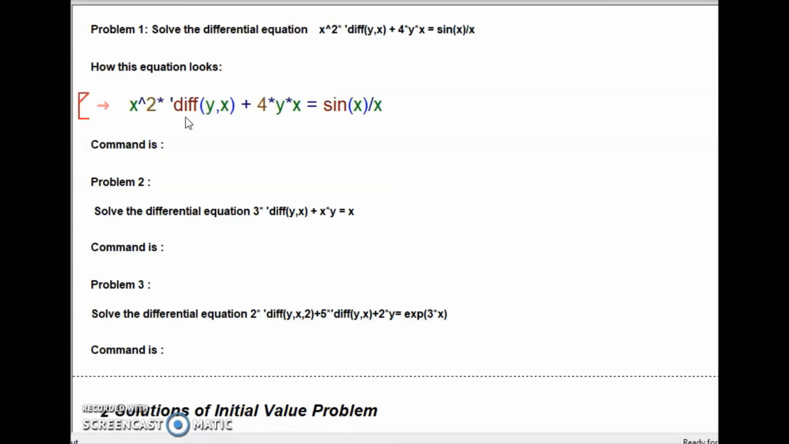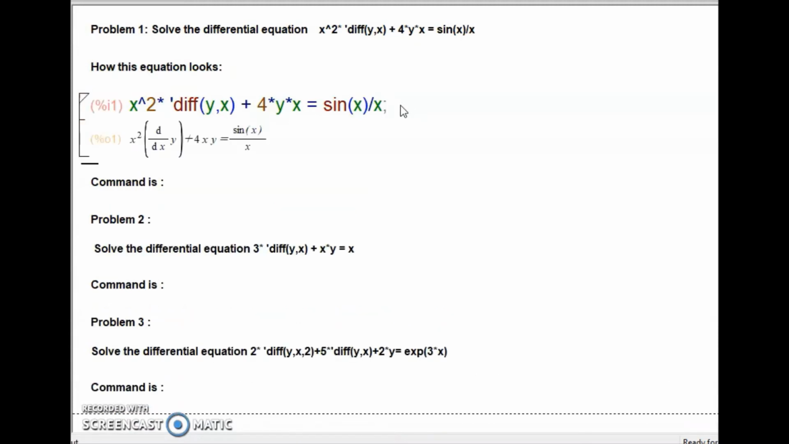Now you may observe, instead of dy by dx we have a single quotation mark. That means this is a differential operator. Now I'm going to run this by putting a semicolon at the end and then pressing Ctrl Enter. You can see this is your equation. This is the desired output. Whenever you have a differential operator, make sure you put a single quotation mark.